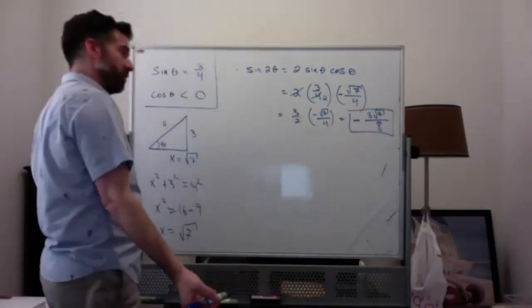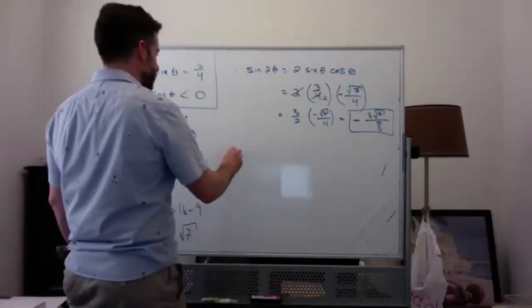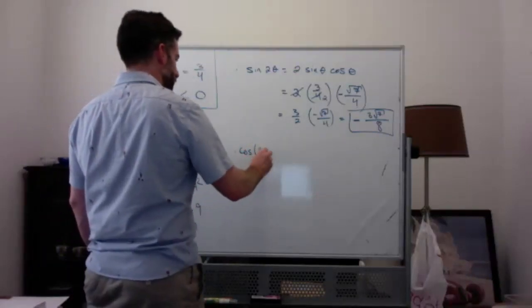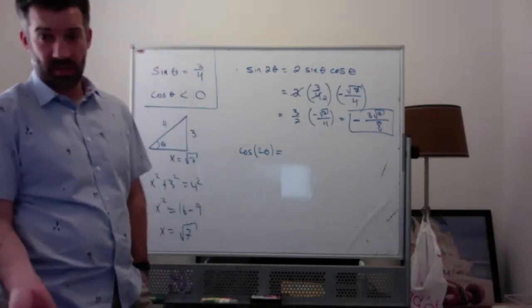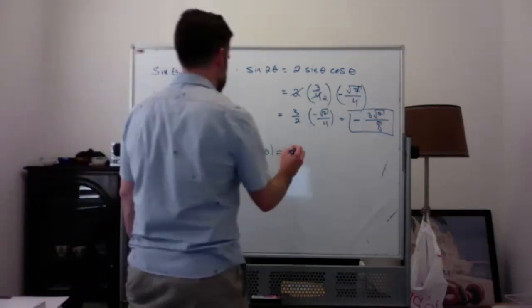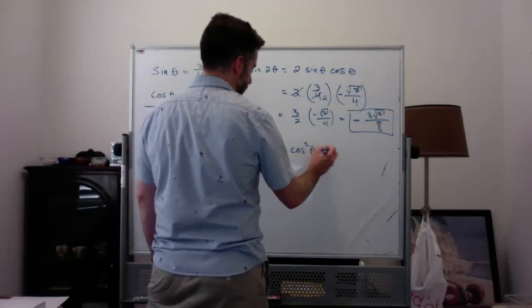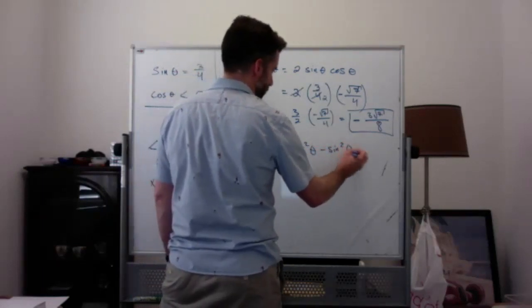So there's sine of 2 theta. For cosine of 2 theta, personally, I prefer to do it as cosine squared theta minus sine squared theta. You might want to do something different, that is fine. I'm going to do it this way and I'll do it another way.